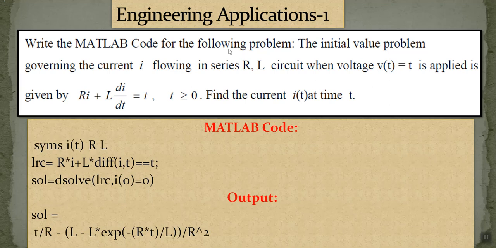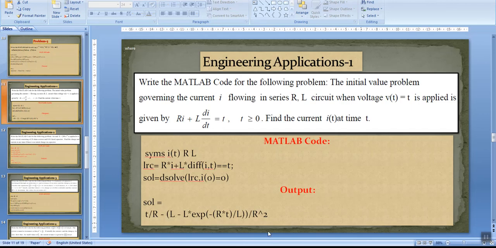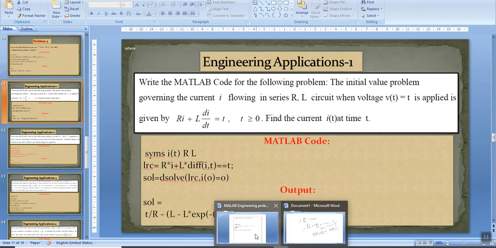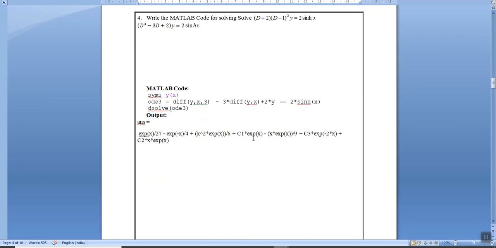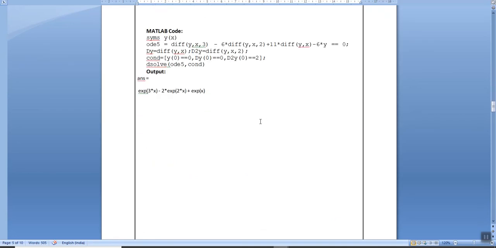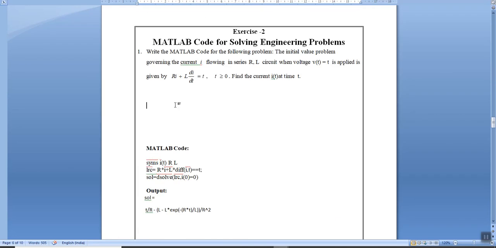Write a MATLAB code for the following problem. The initial value problem governing the current I flowing in a series RL circuit when voltage E is applied is given by Ri plus L di by dt equals E. Find the current at any time t. Okay, I will show you. Wait, I will explain the question. Okay, third question is completed and fourth question is also completed. Fifth question is also completed. Now coming to engineering problem.